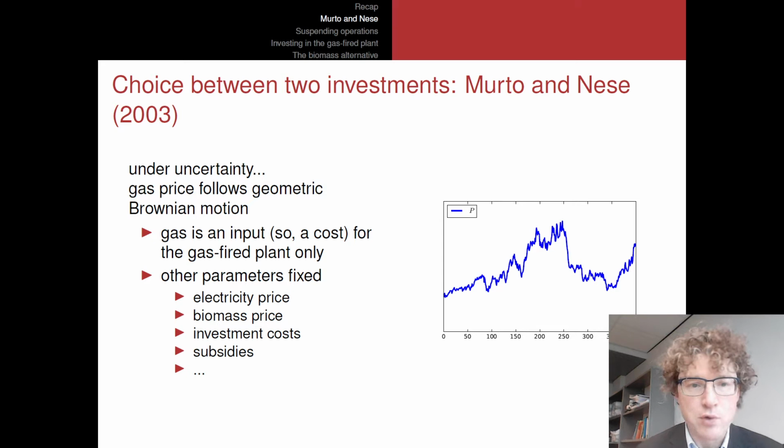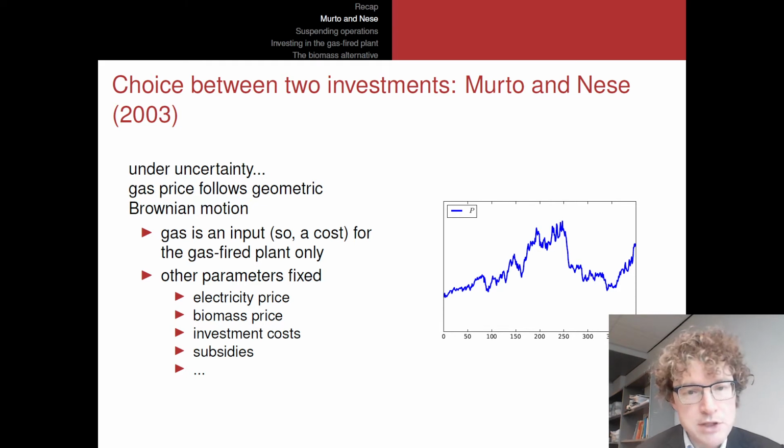So why is this important? Well, of course, gas is an input for this gas-fired plant, right? So if gas is more expensive, it's going to be less attractive to build a gas-fired plant, and you might imagine that if gas is really expensive, then you will really like to make the investment in the biomass plant instead, whereas if gas is really very cheap, then you'll be more inclined to invest into this gas-fired plant. So the gas price here is actually a cost, in particular to one of these two alternatives, and not a direct cost, at least, to this biomass plant.